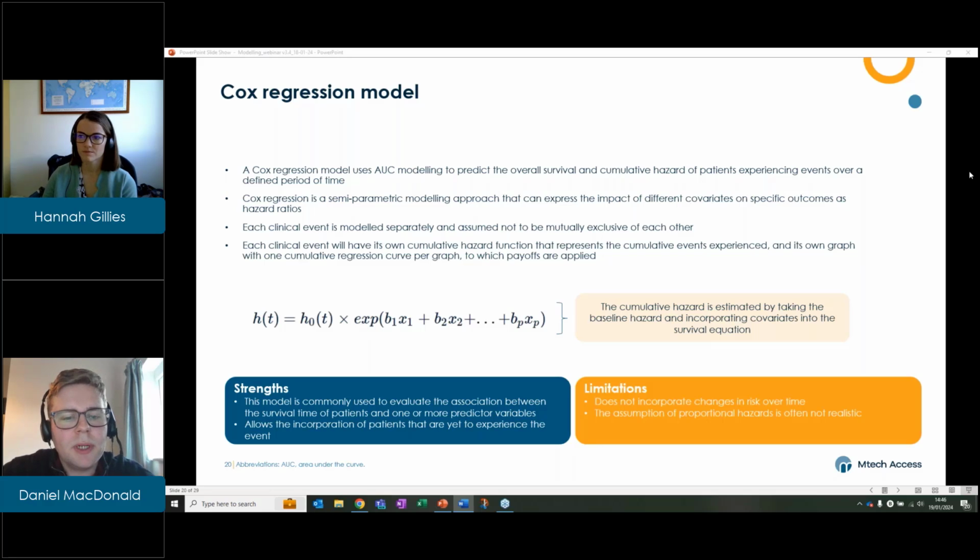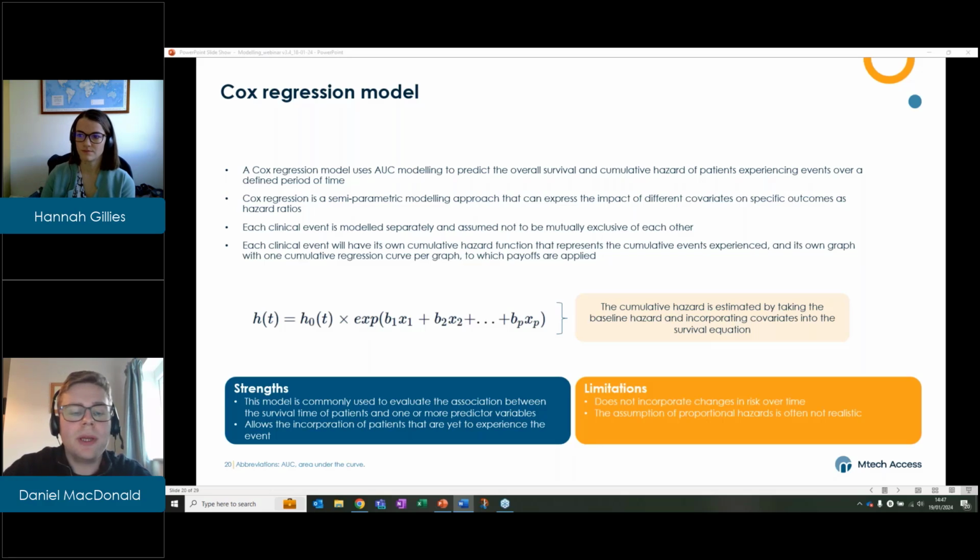There's various strengths to the modelling approach, so it allows you to look at the association between the survival time of patients and one or more predictor variables to assess, okay, what happens if we increase the likelihood of one variable, what impact will that have on survival? It allows the incorporation of patients that are yet to experience an event. We're able to simulate basically what the impact of varying each covariate would be on the likelihood of survival, and use that to incorporate future patients, the expectation of what would happen to them on the likelihood of them receiving an event.